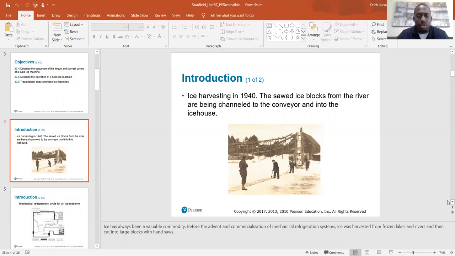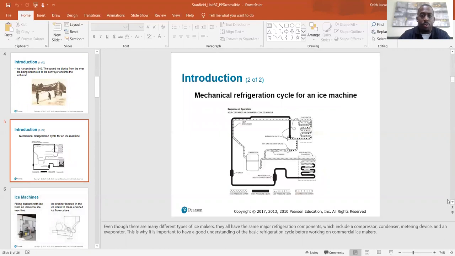So ice has always been a valuable commodity. Before the advent and commercialization of mechanical refrigeration systems, ice was harvested from frozen lakes and rivers and then cut into large blocks with hand saws. I know that was some hard work.